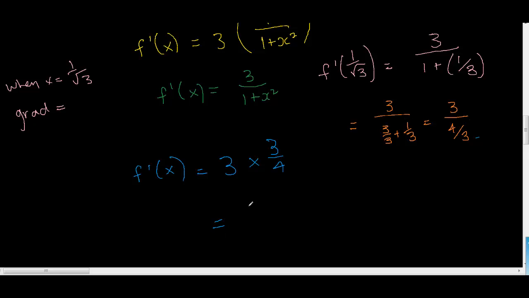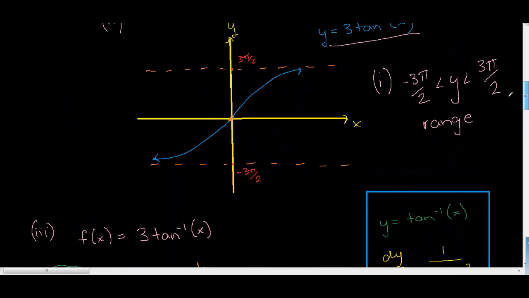So that will be 3 times 3 on 4, which is 9 on 4. Beautiful. So that's the gradient at x equals 1 on root 3. So you can tell when x equals 1 on root 3, so this is 1 on root 3, the gradient of this tangent just here will be, what was it? 9 on 4. Beautiful.